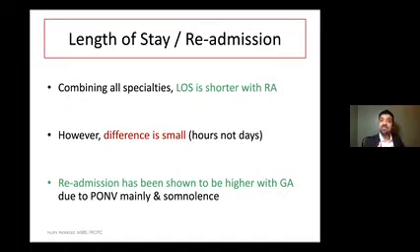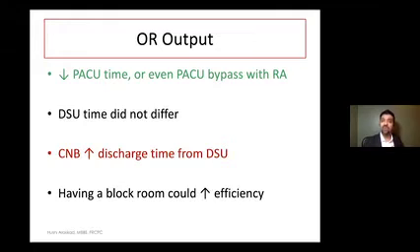So this is something that could be used if you want to build a block room or regional anesthesia center. There are many papers that could help you with management to move forward. What about OR output? Well, regional anesthetic reduces PACU time. So the patient arrives, they're awake, 10 minutes, they just finish up the paperwork and send them.